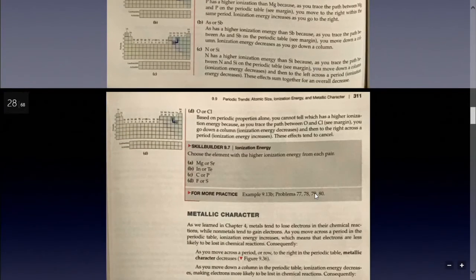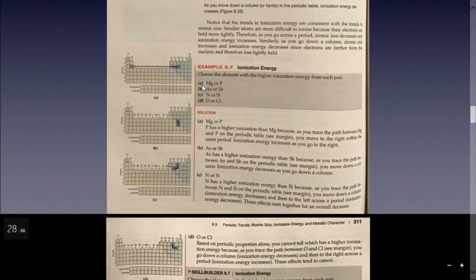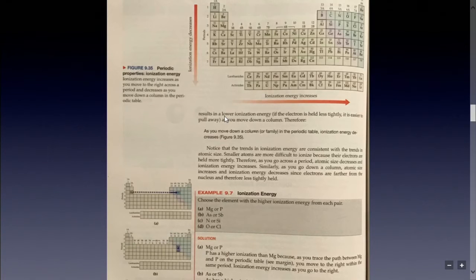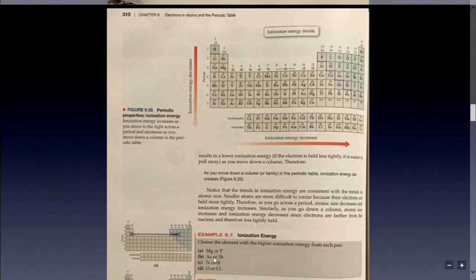Periodic table trend referring to metallic character. Actually, we didn't do any examples with ionization energy, did we? Do we need to? Yeah, let's do it. Magnesium or phosphorus? Well, here's magnesium. Where's phosphorus? Over here. So we're scrolling right until we get to phosphorus. If you scroll right, what happens? The energy increases, so choose the element with the higher ionization energy. Well, then it would be phosphorus, right?